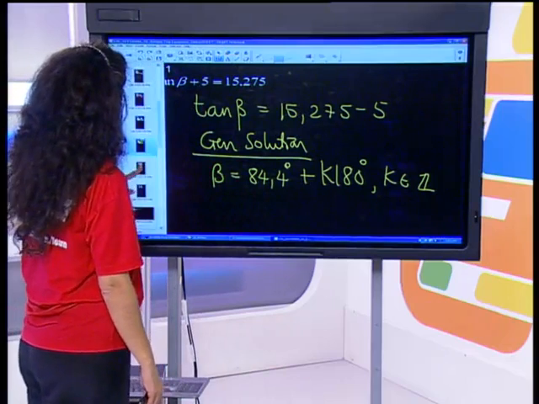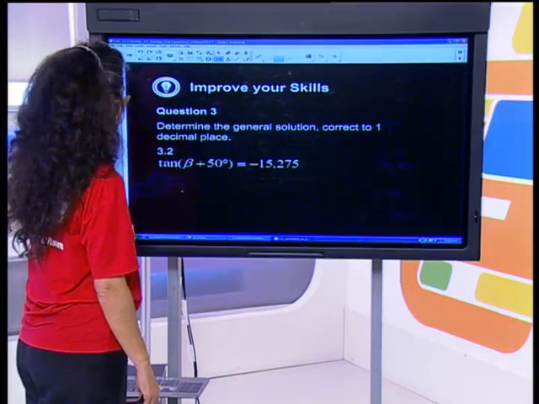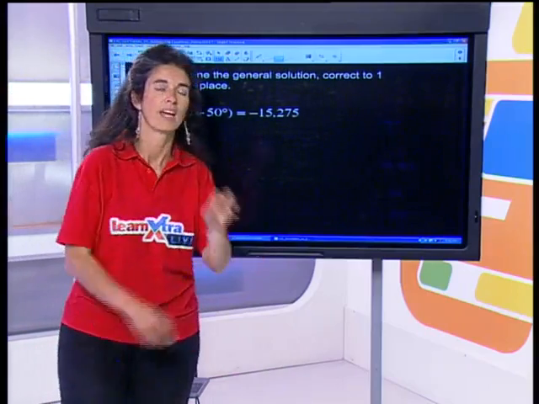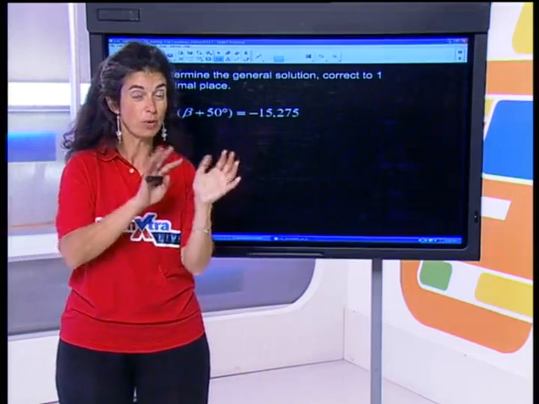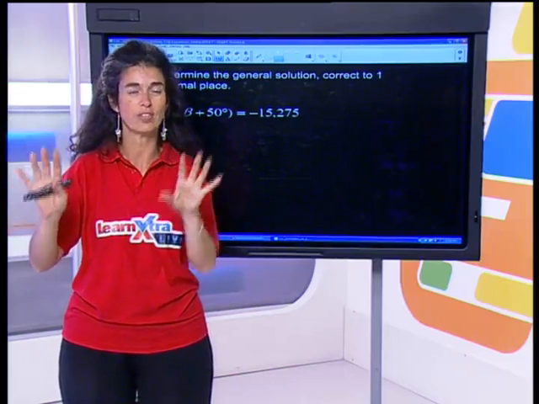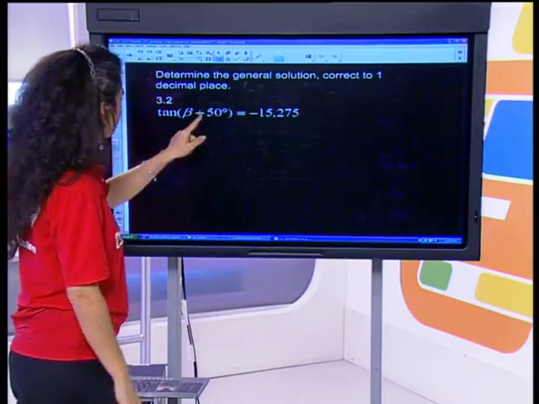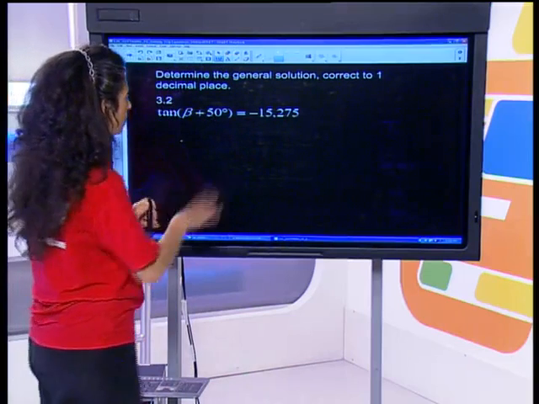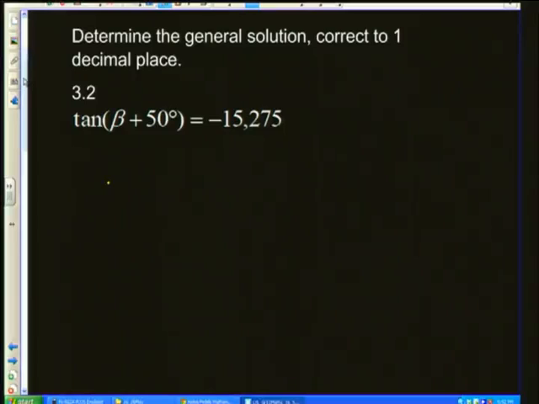Now, what happens if the value is inside? Now, here's something very interesting. What happens if I have beta plus 50 degrees? So in the previous one, we had tan beta plus 5. So 5 is part of the ratio. It's not part of the angle. But here, the 50 degrees is part of that. Okay. Now, some of you are going to be tempted to saying, I'm just going to get tan beta, and I'm going to say that that's negative 15,275 minus 50.